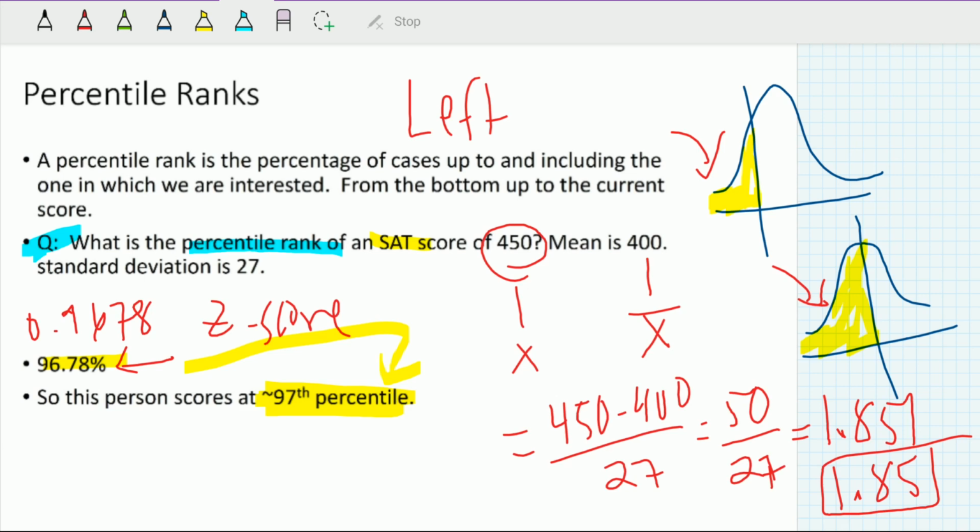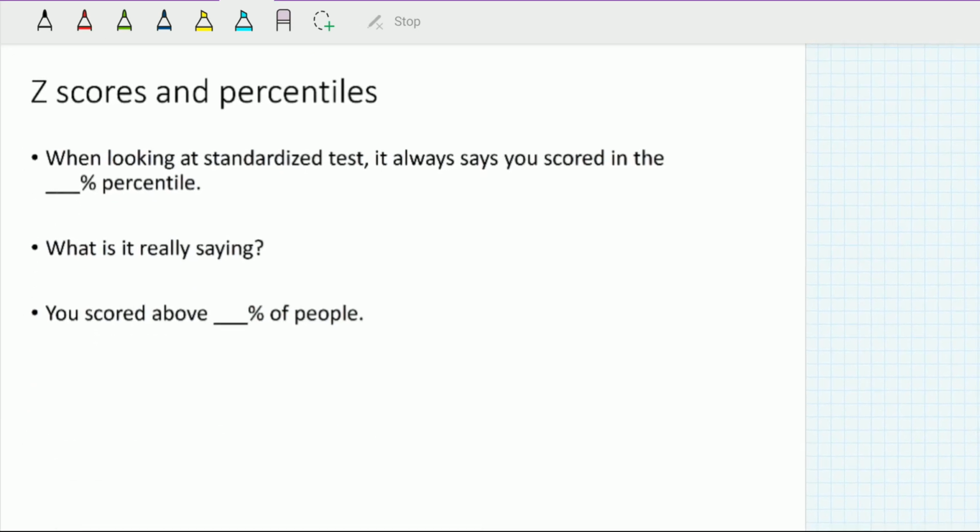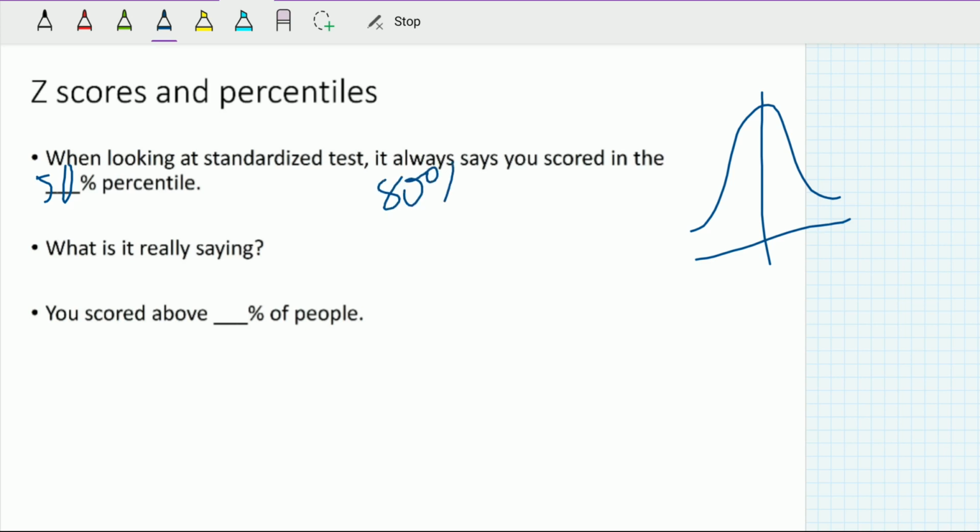I mean, I guess you can just see it as, oh, that's the people you beat, cool, whatever. So z-scores and percentiles. When looking at standardized tests, it always says you scored in the blank percentile. So for instance, if it says you scored in the 50th percentile, that just means you basically got the average, really. That's all that really means. Like you scored the average, stuff like that. And then think of it as if you scored in the 80th percentile, that means you scored above 80% of the people, right? So that means you would land somewhere right there. Okay, so it just kind of gives you a rough idea of where you would land on the bell curve, honestly.